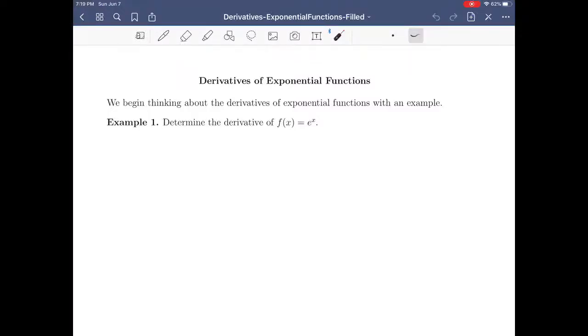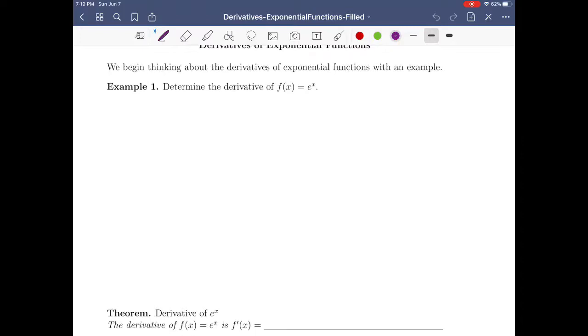In this video, we're going to look at the derivatives for the exponential functions. We're going to start with a specific function: e to the x turns out to be the best one. I'm going to use the limit definition because we don't have a rule that applies when the variable is in the exponent.